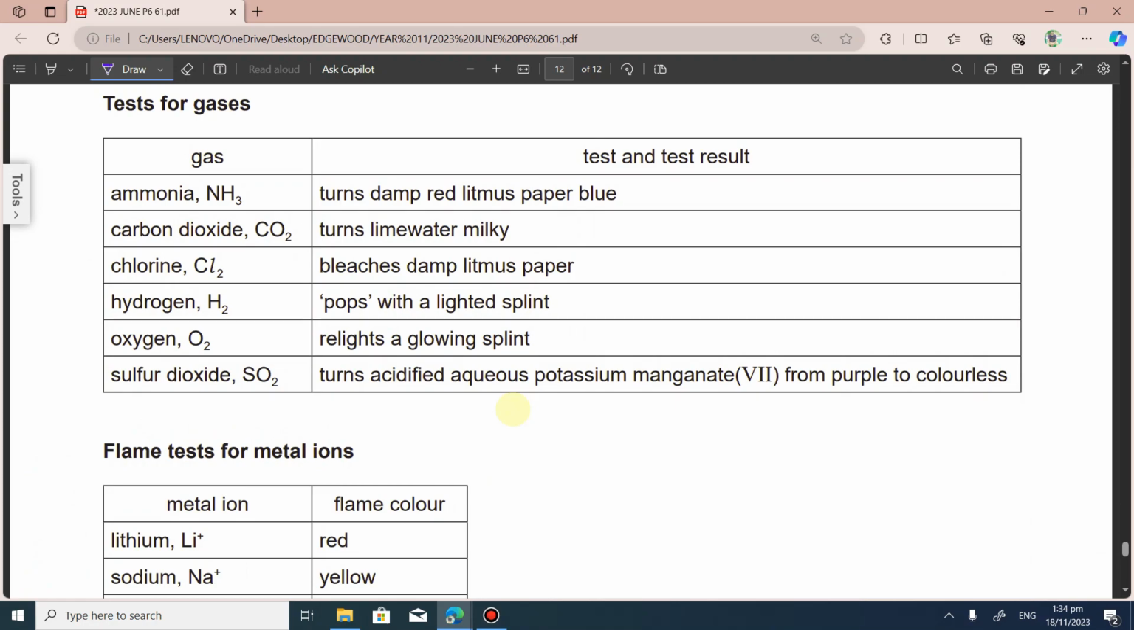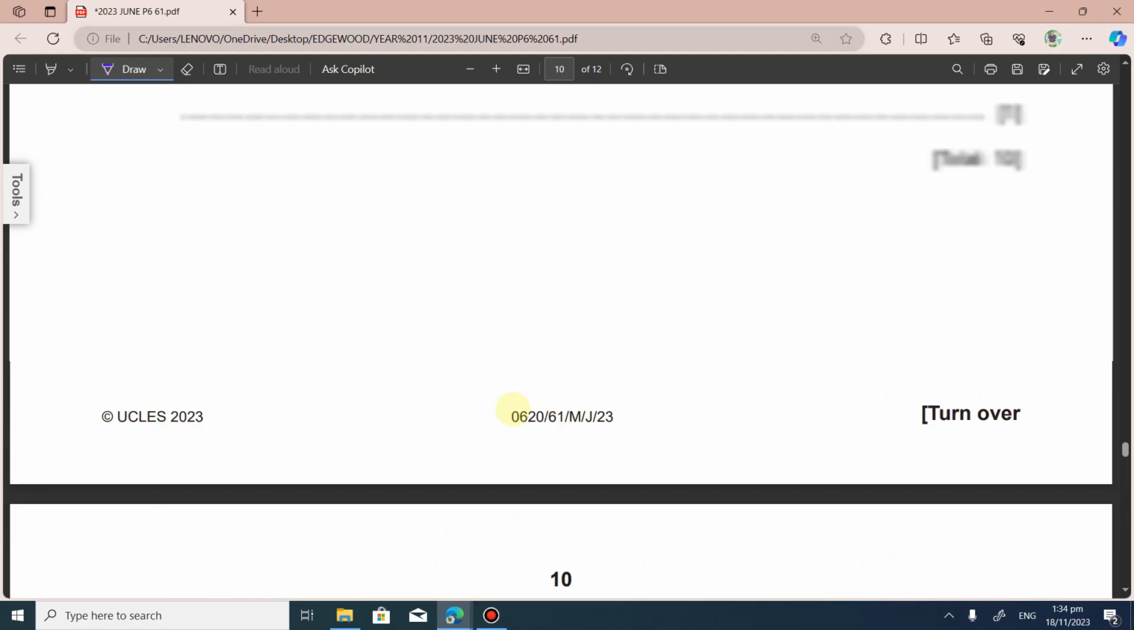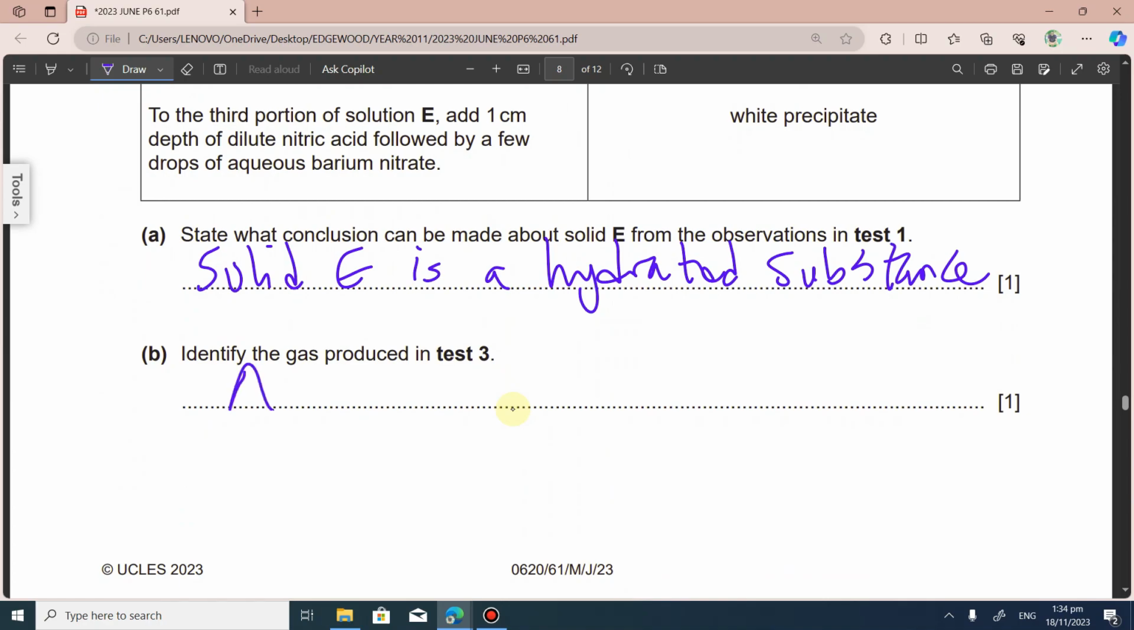So which one involves turning damp red litmus paper blue? You see it's ammonia gas, because this is the result obtained, and it aligns with the test that was done for solid E. So what we need to do is fill in ammonia as the answer to the previous question. So we write ammonia gas, NH3.